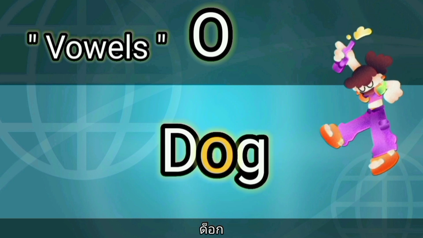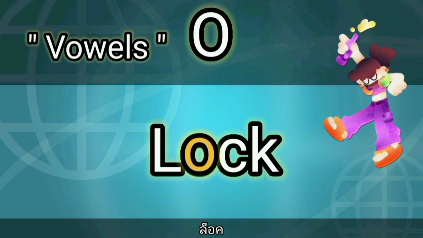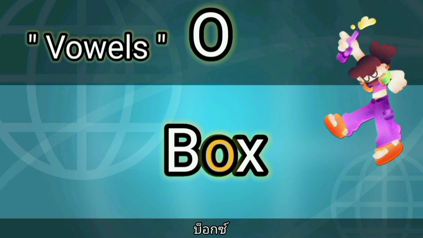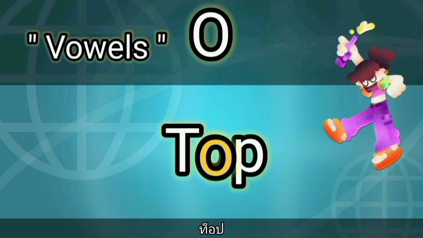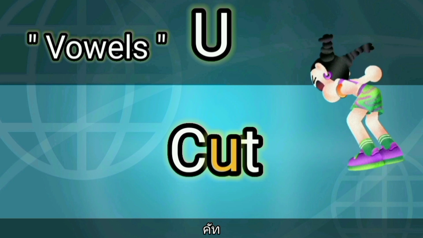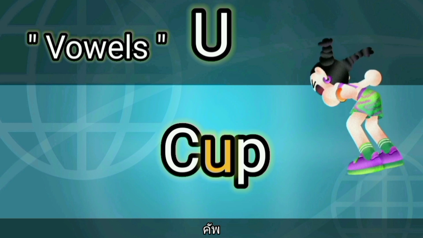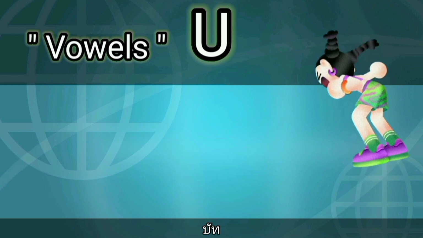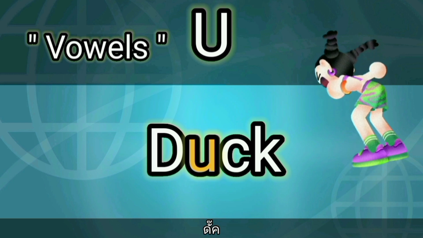D-O-G, dog. O is a vowel. L-O-C-K, lock. O is a vowel. B-O-X, box. O is a vowel. T-O-P, top. O is a vowel. C-U-T, cut. U is a vowel. C-U-P, cup. U is a vowel. B-U-T, but. U is a vowel. D-U-C-K, duck. U is a vowel.